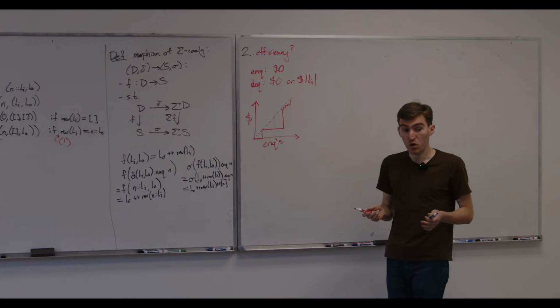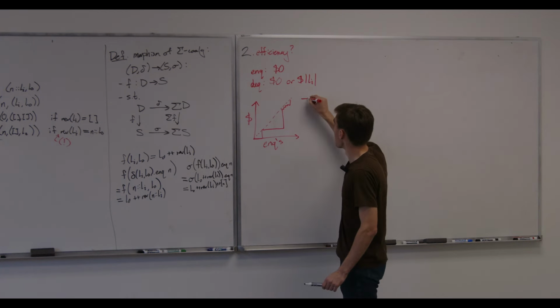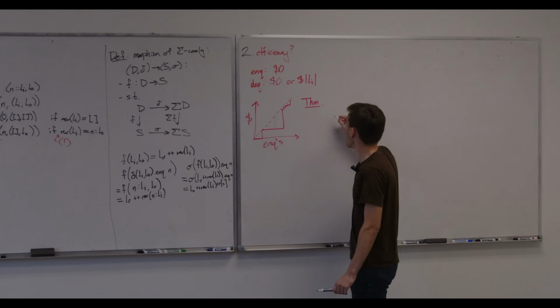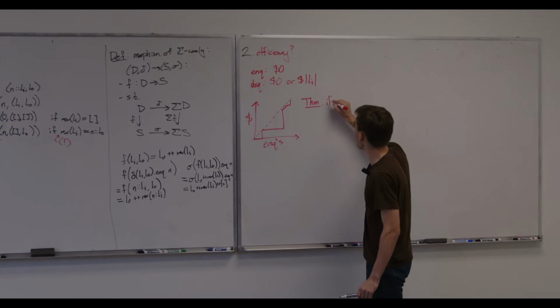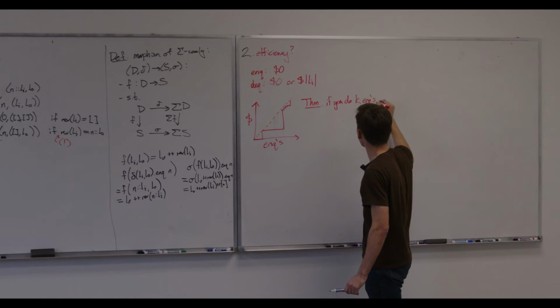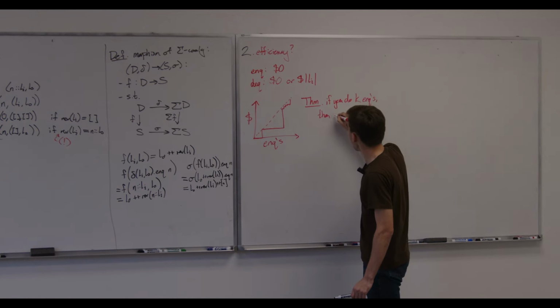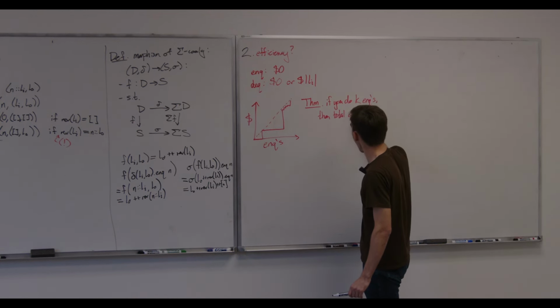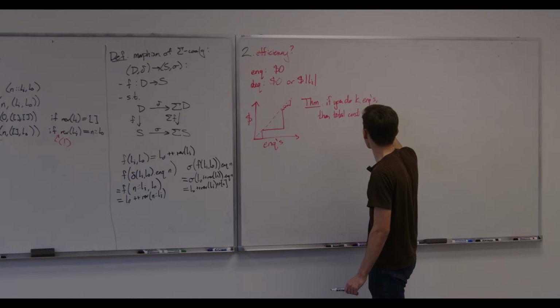So I would hope this is a true theorem. So okay, theorem: if you do k NQs, then total cost is maybe less than or equal to k.